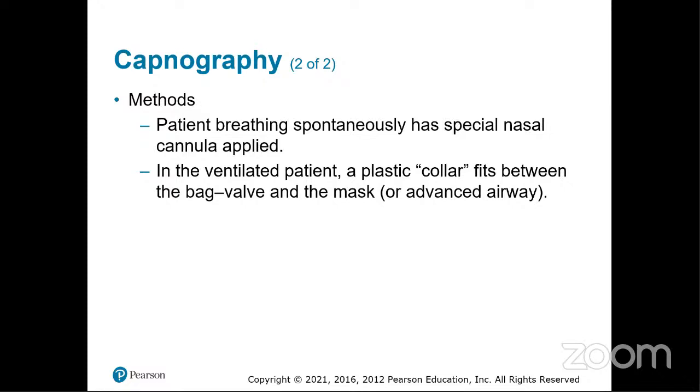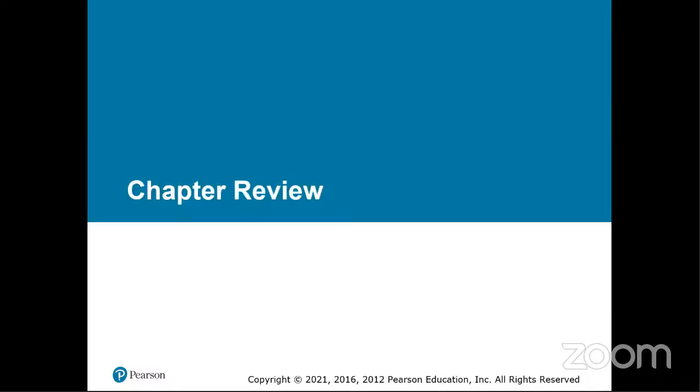So methods for that, we have a special cannula that has one of them on it. Also, if it's a ventilated patient, it's a little collar that goes between the BVM and the advanced airway or your King Airways. We'll go over those two. Awesome. This one, guys, the vital signs of monitoring, the key for your chapter review is know those ranges. Okay.